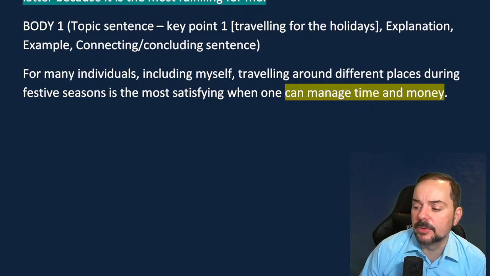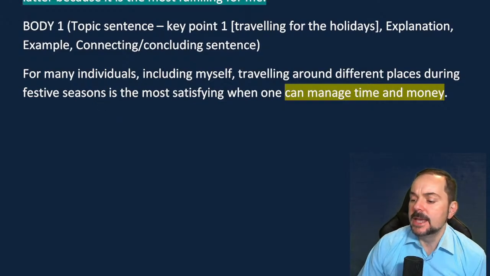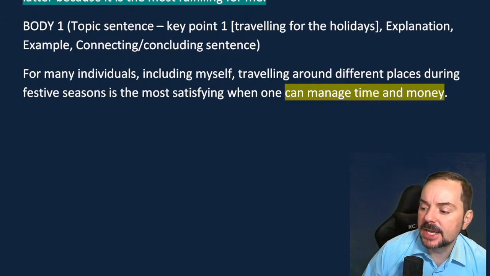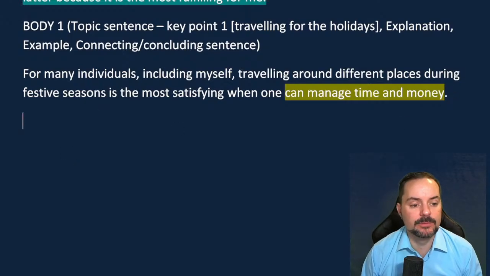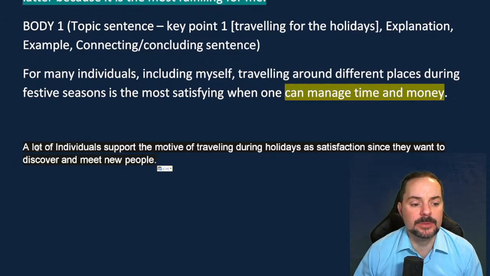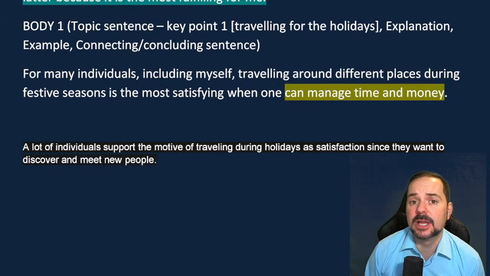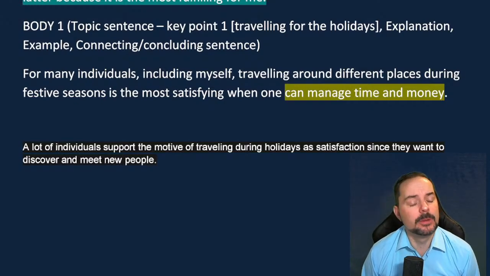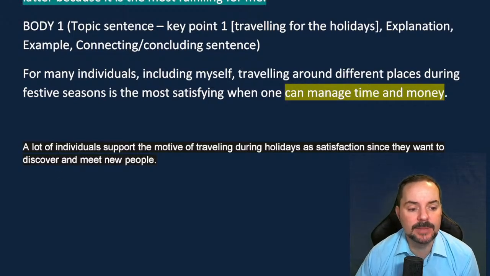Very good, Janelle. Kyber writes, a lot of individuals support the motive of traveling during holidays as satisfaction since they want to discover and meet new people. Yeah, Kyber, you want to phrase that a little bit differently. So you have the right idea for the topic sentence, but you're a little bit off with your wording and your grammar. Okay, so this is Kyber here. Kyber, individuals, once you're already writing, it's a small i. Don't accidentally capitalize common nouns. If you're capitalizing common nouns like individuals in the middle of a sentence, it is considered a mistake. Okay, so don't do that.